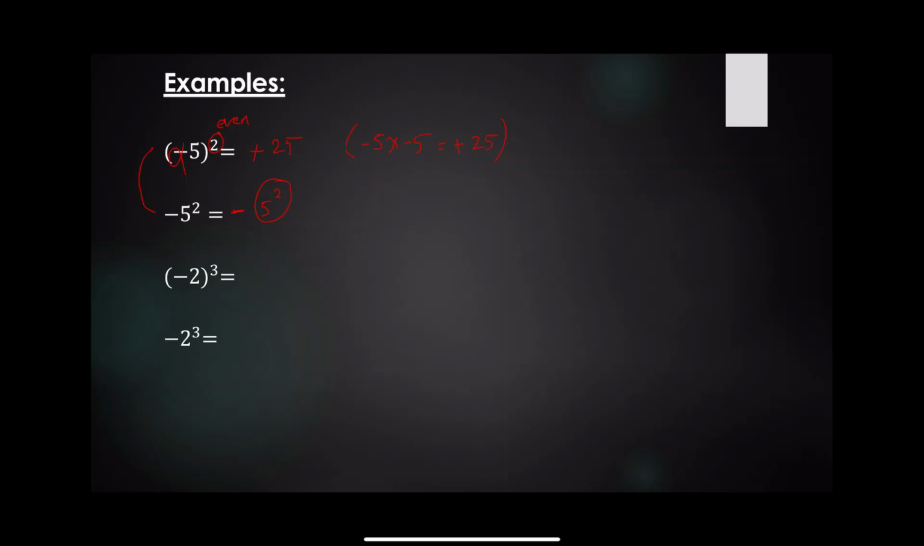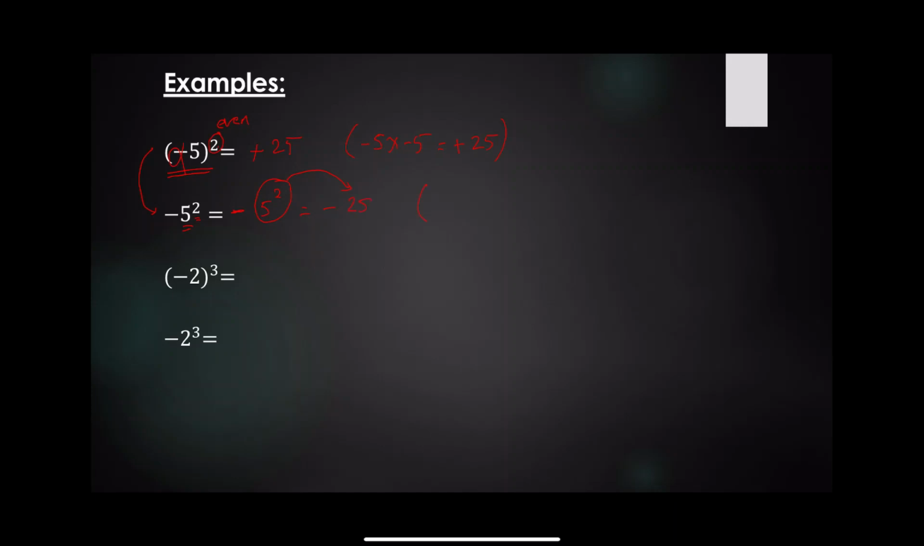See the difference between this and this? Here 2 is covering the whole quantity, which is negative 5. But here 2 is covering only the 5. So minus is outside, leave it minus. Now evaluate 5 to the power 2. We know that 5 to the power 2 is 25.